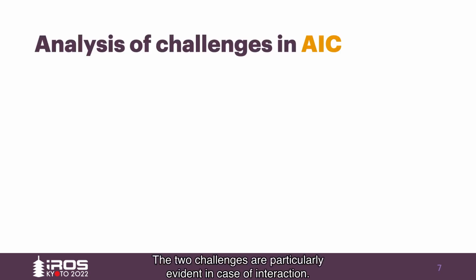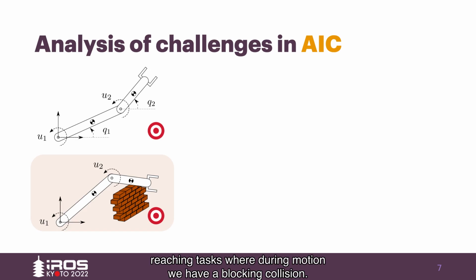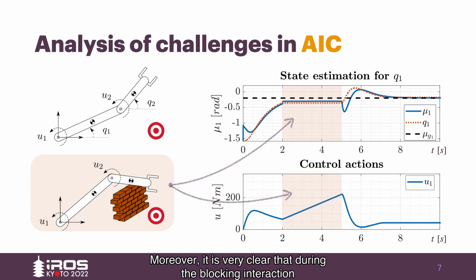The two challenges are particularly evident in case of interaction. Take for instance these two simulated reaching tasks, where during motion we have a blocking collision. Especially during collision, the state estimation is not accurate, and the belief converges somewhere in between the true state and the goal. Moreover, it is very clear that during the blocking interaction, the control input monotonically increases due to the integral action.